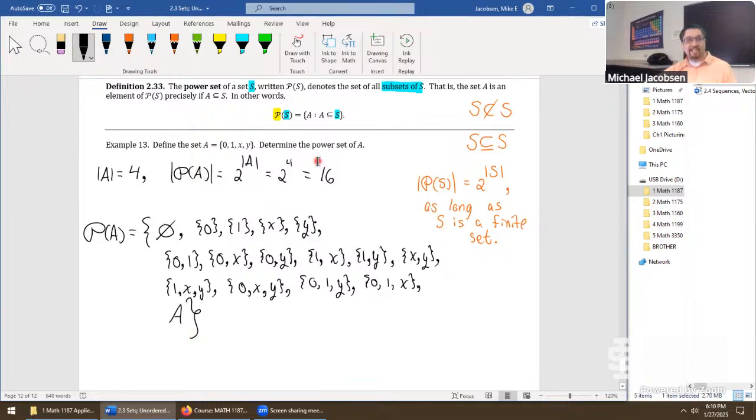But again, we're expecting 16 elements, so let's make really sure. Here's 5, 6, 7, 8, 9, 10, 11, 12, 13, 14, 15, and we found it. The 16th element is the set A itself.